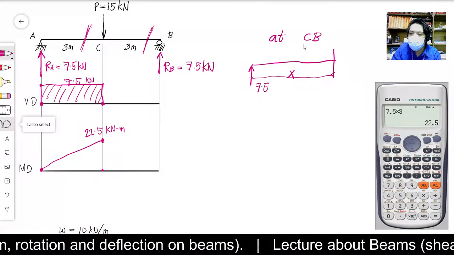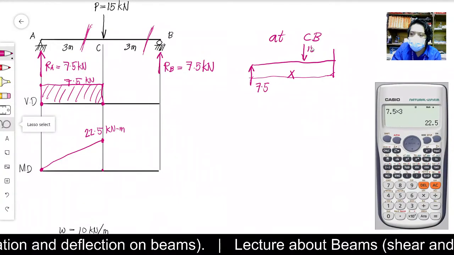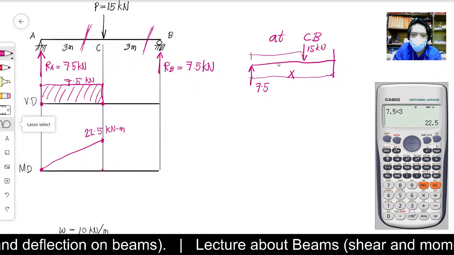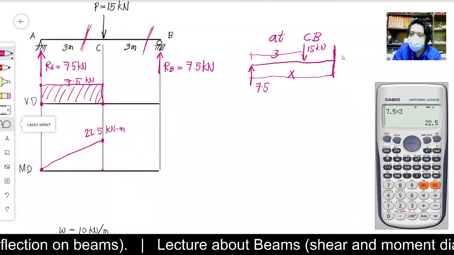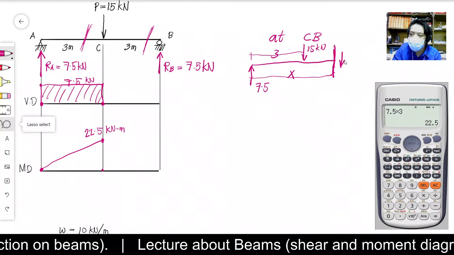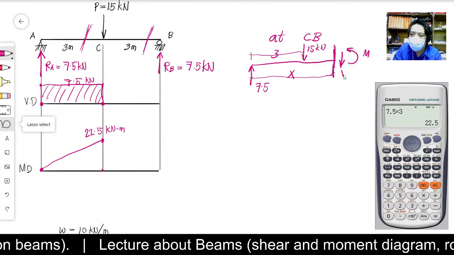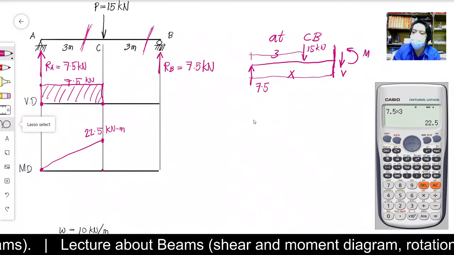Somewhere right here is the 15 kilonewton, and this distance is 3. So this is the cutting plane, and on the cutting plane you have the shear and the moment. This is the shear. We will get the moment first so that getting the shear is easier.